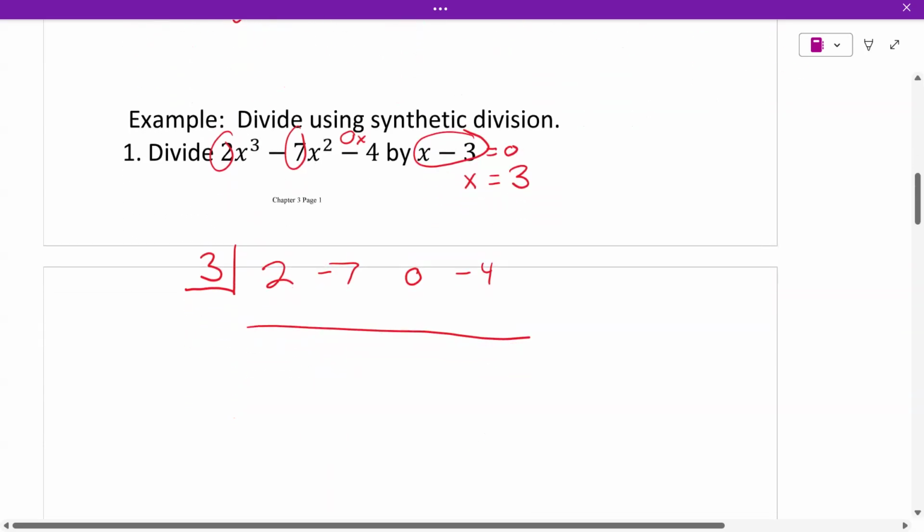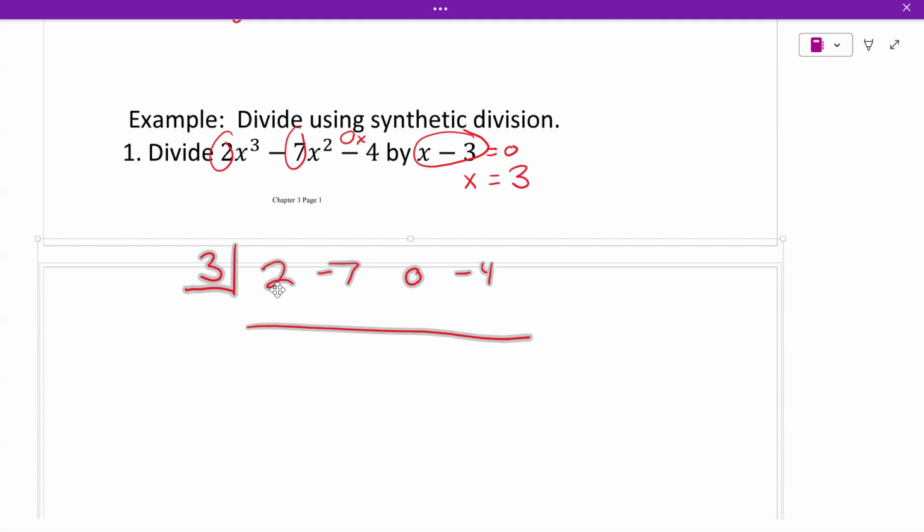Okay? So then we do long division without any of the variables involved, which is really quick and easy. So we add. We always add with synthetic division. So there's nothing here. There's a 0 here. So we go 2. And take 3 times 2, which is 6. We write the 6 here, and then we add. We add to get negative 1. Then we multiply. What's 3 times negative 1? And then we add to get negative 3. We multiply. What's 3 times negative 3? And then we add to get negative 13.